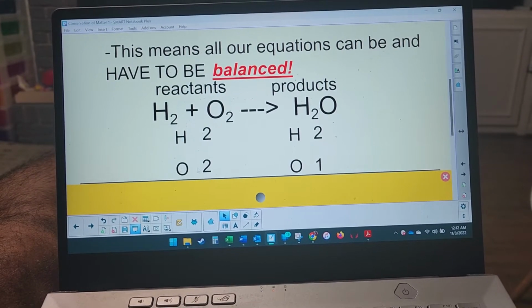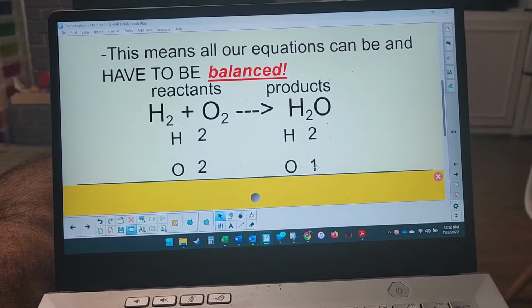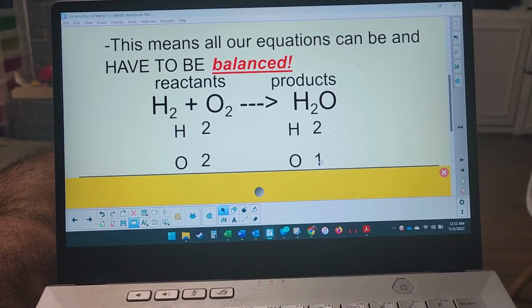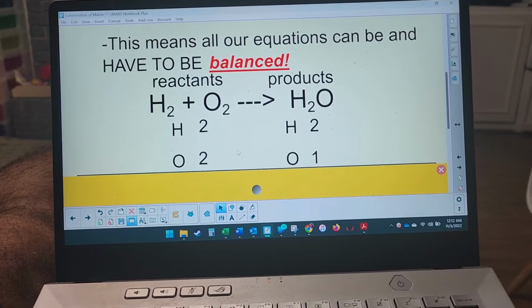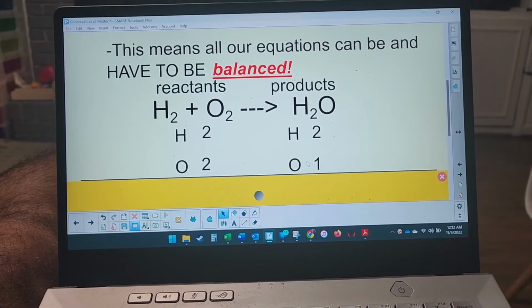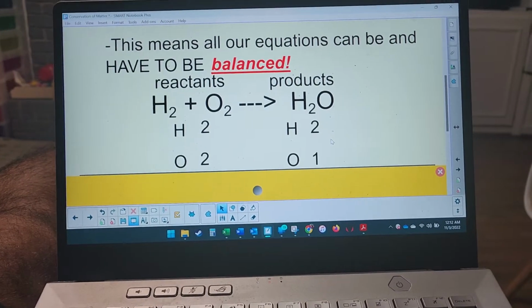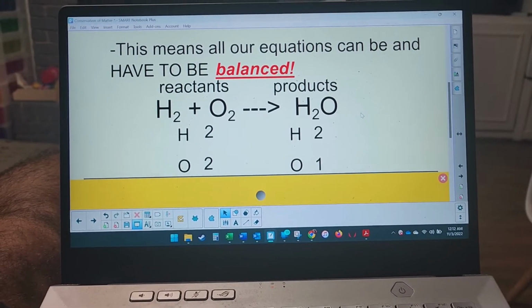Now down here to oxygens, we see we have 2 on the left and only 1 on the right. Is that balanced? No. Of course not. That's 2. That's 1. It looks like we've destroyed matter. 1 of the oxygens over here is not present at the end. That's impossible. So here's what we have to do. What we have to do is this.